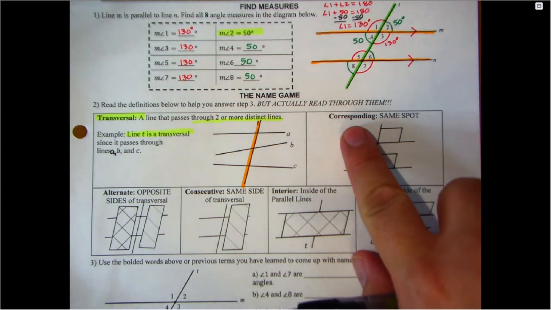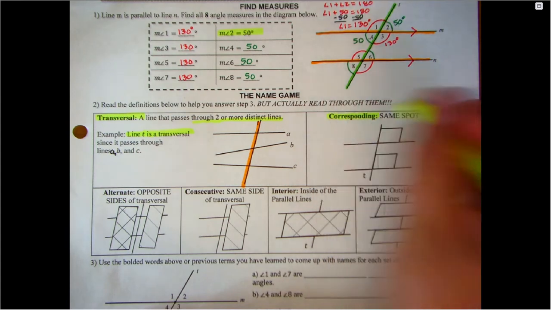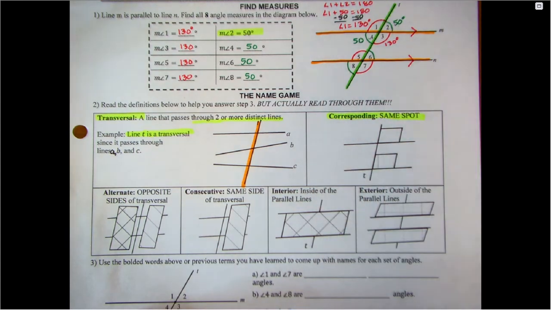But then we have the concept of corresponding. Now, remember how we were saying, hey, things that are in the same spot, right? Like when we were talking about this one, I said, hey, number 6 is the same as number 2. Why? They're in the same spot. Look at that. They were the top right corner in this little group of 4.